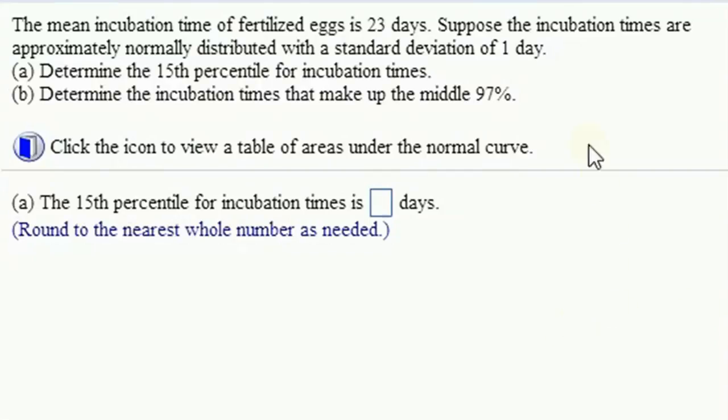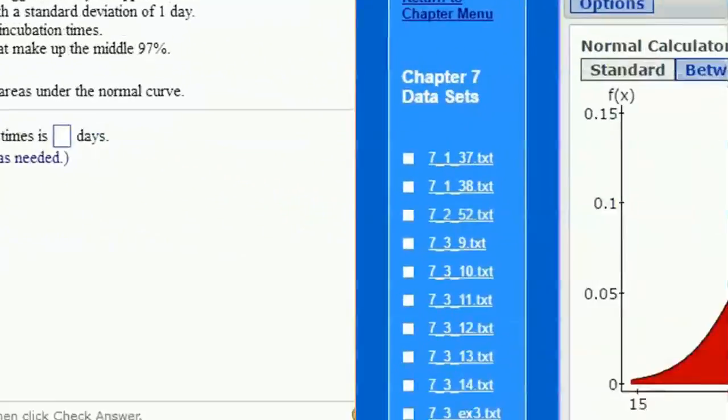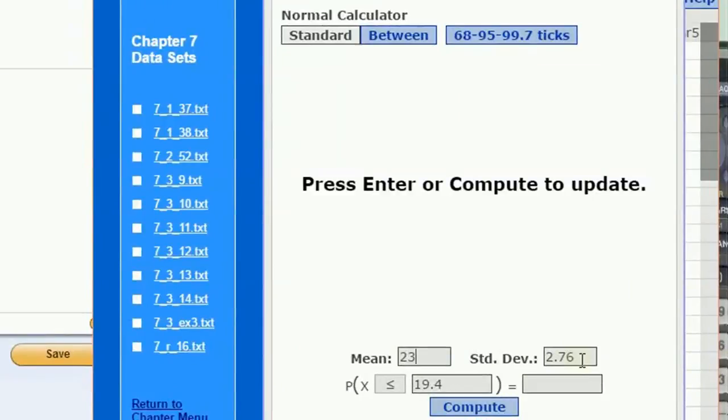Okay, so the mean incubation time of fertilized eggs is 23 days. Suppose the incubation times are approximately normally distributed with a standard deviation of 1 day. Determine the 15th percentile. So, finding percentiles. Let's first put our distribution in. 23 is the mean and a standard deviation of 1 day.